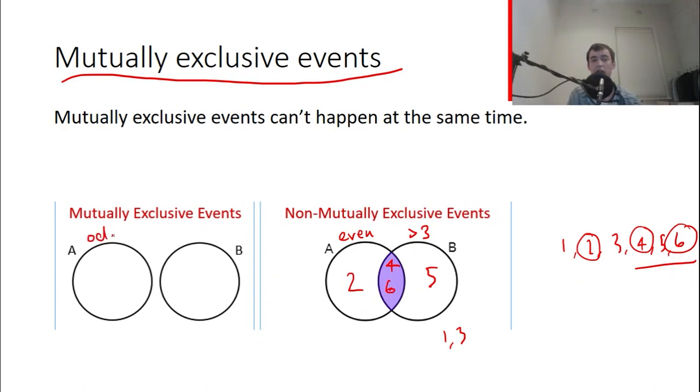So let's say odd and even numbers from 1 to 6. If there are two events like that, then these are mutually exclusive because you can't have both odd and even numbers at the same time. A number can either only be one or the other. It can either be odd or even. So mutually exclusive events are when it's either one or the other and it can't be both.